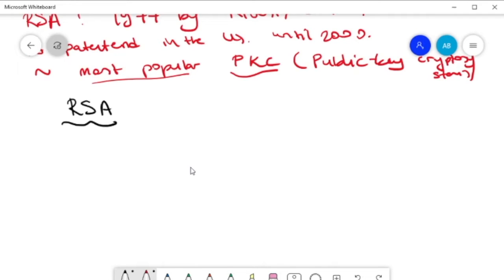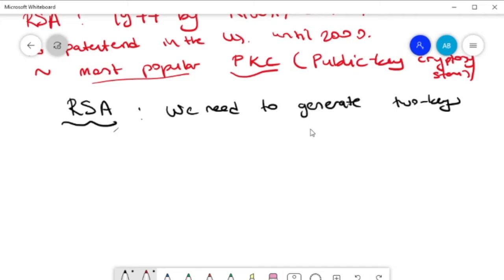And also, since it's asymmetric crypto, we need to generate two keys: public key, let's say PK, and SK. I'm changing notation now, it's easier for me. So here, key generation.